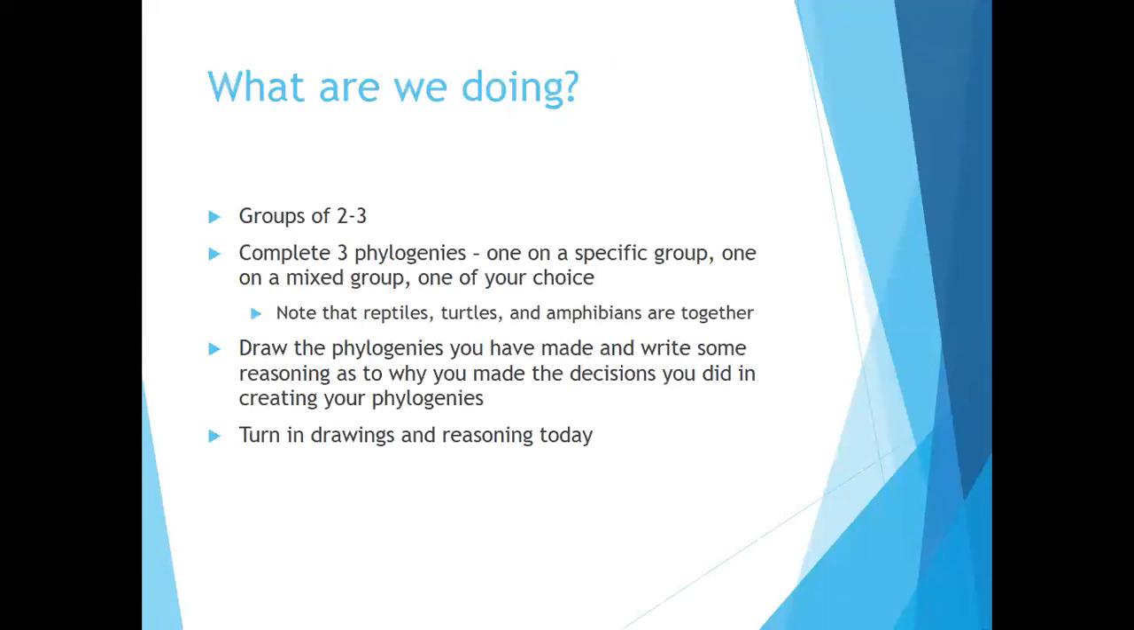You're going to be working in groups of 2 to 3. You're going to be creating, right now, we're going to say 3 phylogenies, one specific group, one mixed group, and one of your choice. Once again, note that reptiles, turtles, and amphibians are together in one grouping of pictures. You're then going to either draw or write out the phylogenies you've made, and you're going to write down some reasoning as to why you made the decisions that you did. You're going to hand in your drawings and your reasonings at the end of class on Friday.